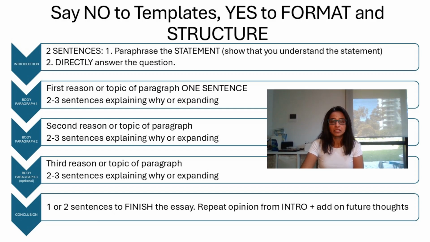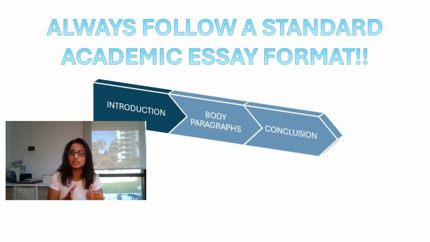There we are. So I need you to always follow a standard academic essay format. You must follow this format: introduction, body paragraphs, conclusion. The AI system needs to see the paragraphs clearly and understand that this is how your essay is structured. The first paragraph always has to be an introduction. The body paragraphs have information in them, and then the conclusion has no new information in it. Okay?